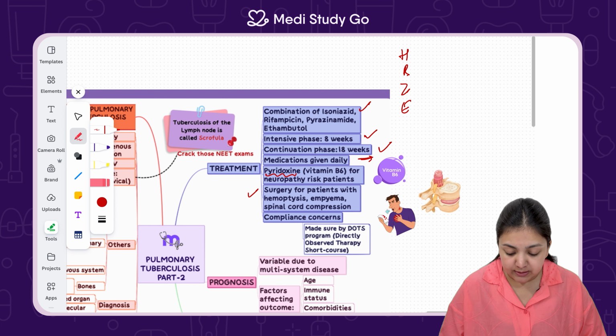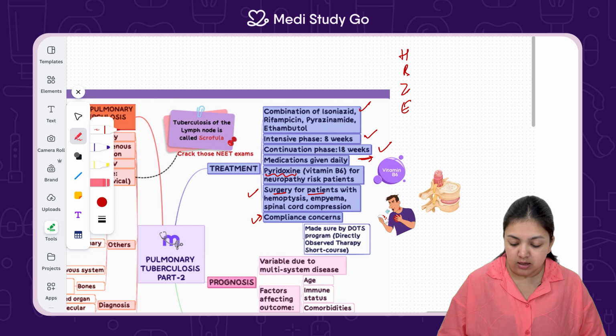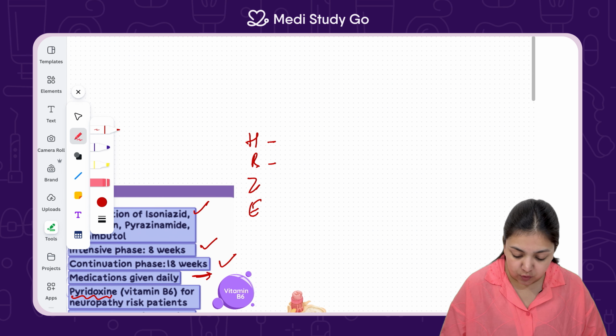Also, the other treatment can be surgery for patients wherein hemoptysis, empyema or spinal cord compression is present because of the increasing lesions and the deposits of cavitated Ghon's complex. Also, we have compliance concerns because of the side effects of these 4 drugs.